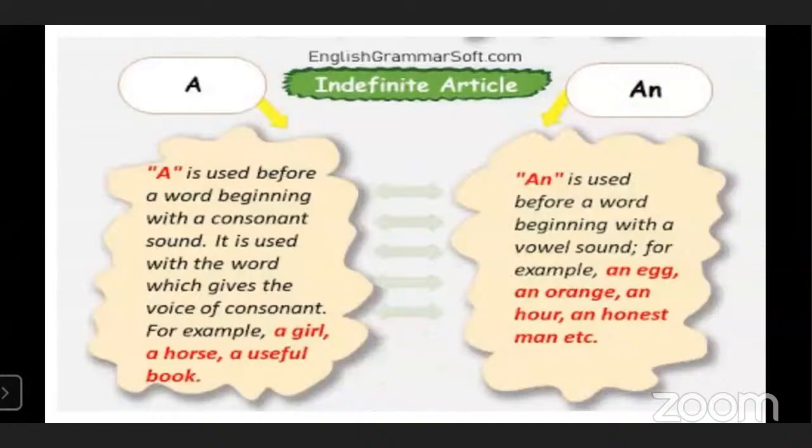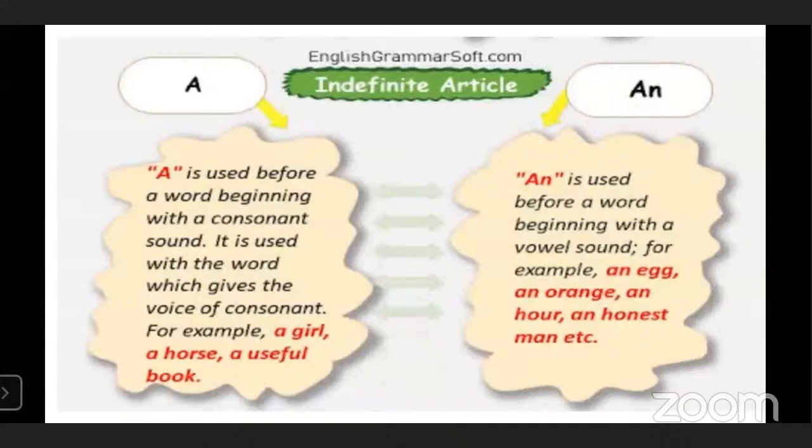Where we use an? An is used before a word beginning with a vowel sound. Yes. A was used before a consonant. Here, an was used before a vowel. Children, try to understand what I'm saying, the differences. A is used before a consonant word. And an is used before a vowel word. For example, an egg, an orange, an hour, an honest man, and so on.